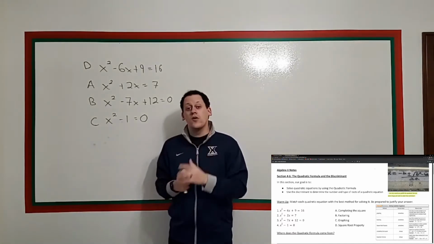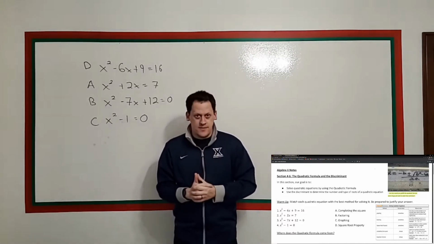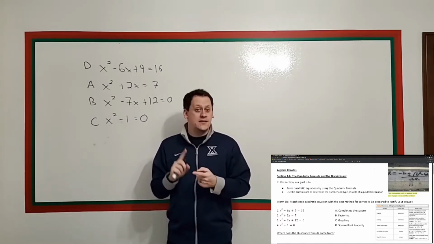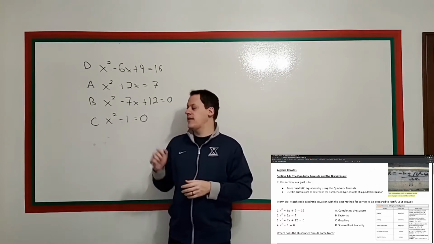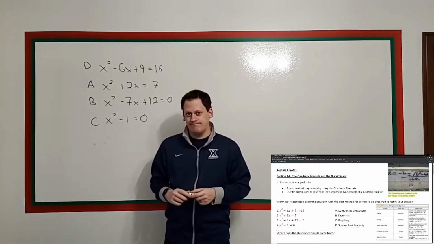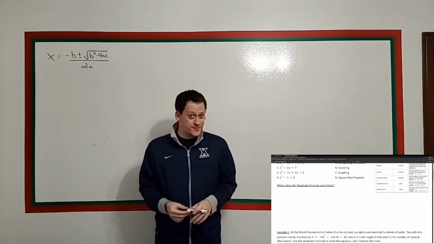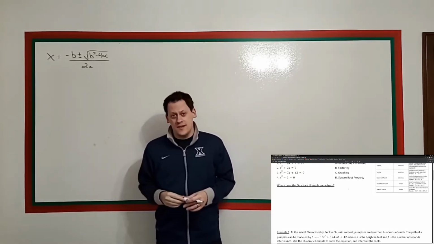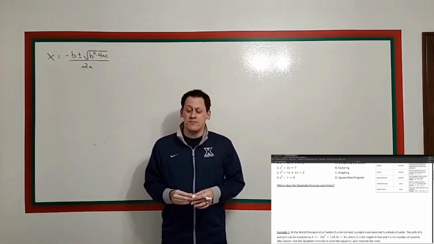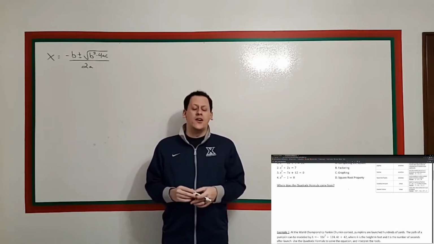But we're going to learn a brand new method here that I think is simpler than completing the square and always works, unlike some of these methods. The quadratic formula. Here it is. x equals negative b plus or minus the square root of b squared minus 4ac, all over 2a.